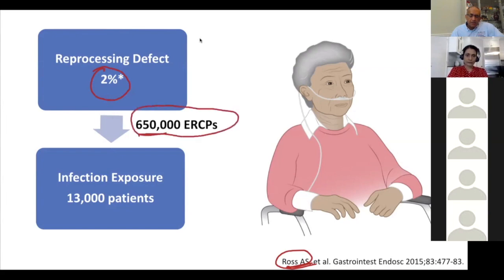And when you look at 650,000 ERCPs, that's the number that's done in the US per year, and if you check 2% of 650,000, it exposes 13,000 patients to infection. Whether it leads to infection or not, we don't know, but that's going to be the exposure level with the 2%. If you increase it to 4%, it increases further. So we want to make it 0% reprocessing defect, so that we can tell the patients, every patient that's coming into the endoscopy unit, we can take care of you safely.